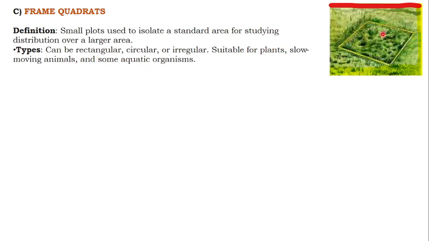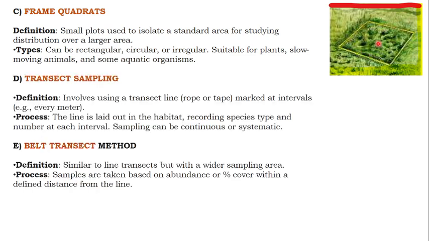This means that if you use these techniques for birds which are flying, you end up with incorrect results, because you can put it here, but they are like grasshoppers, they can move, and you end up having wrong results. So there is another one called transect sampling. Definition: you are using a transect line marked at intervals.